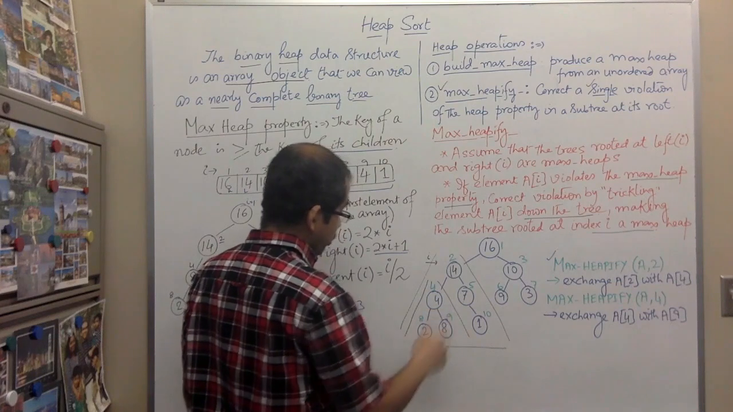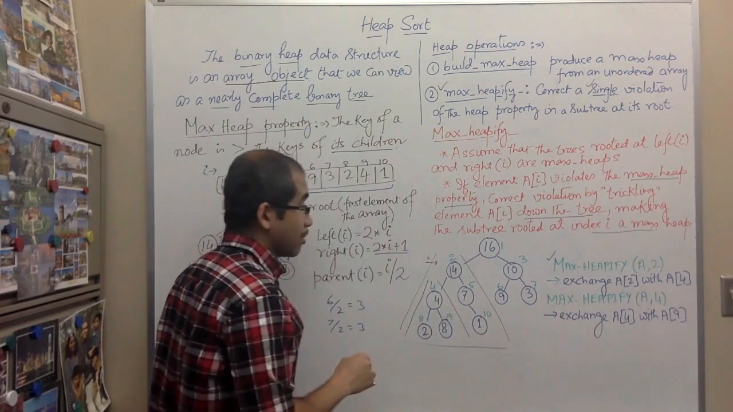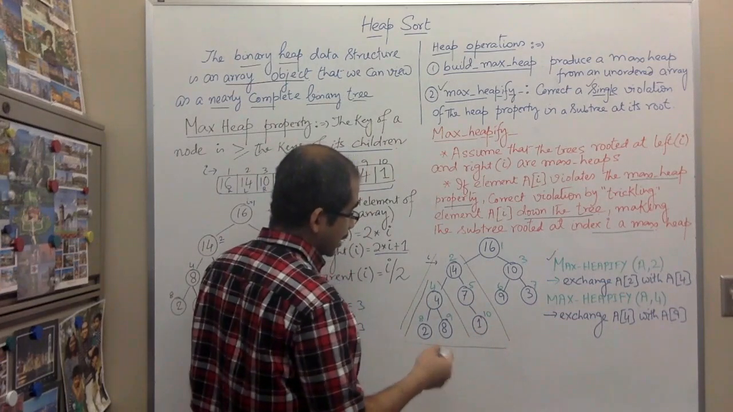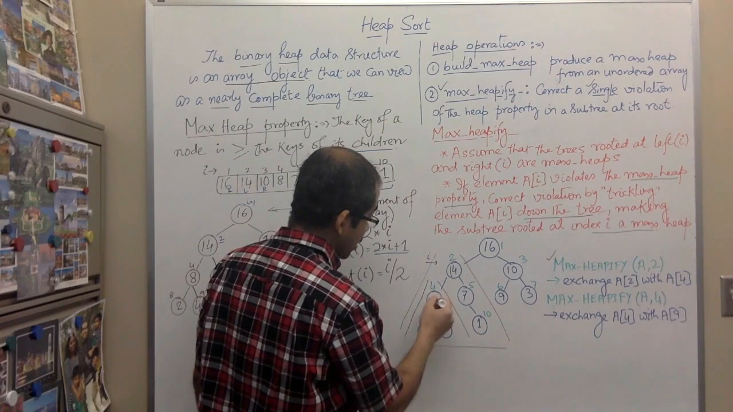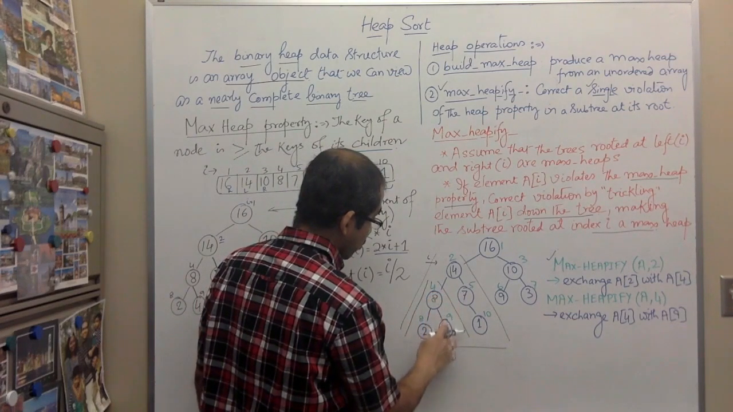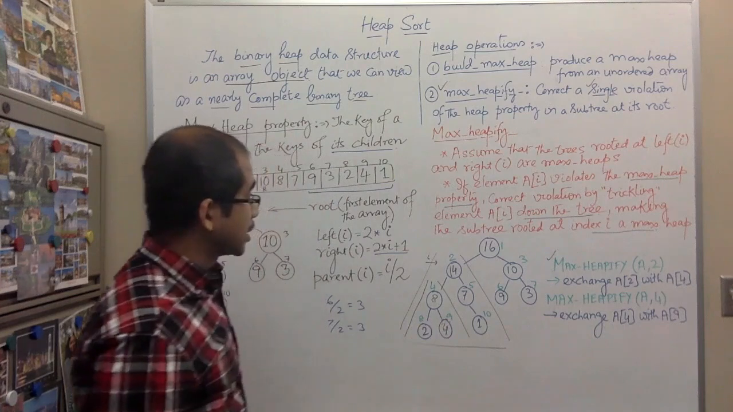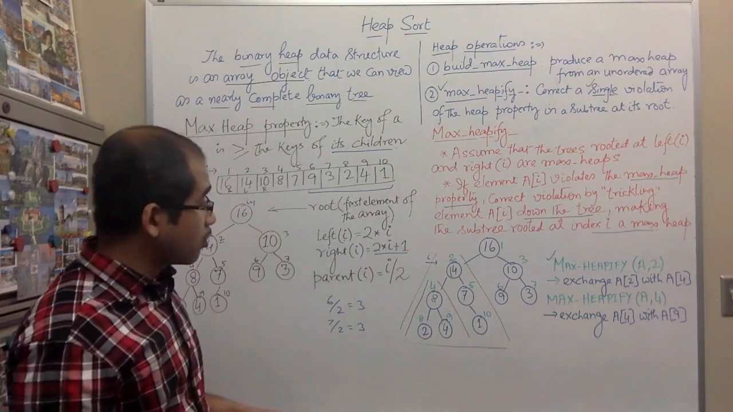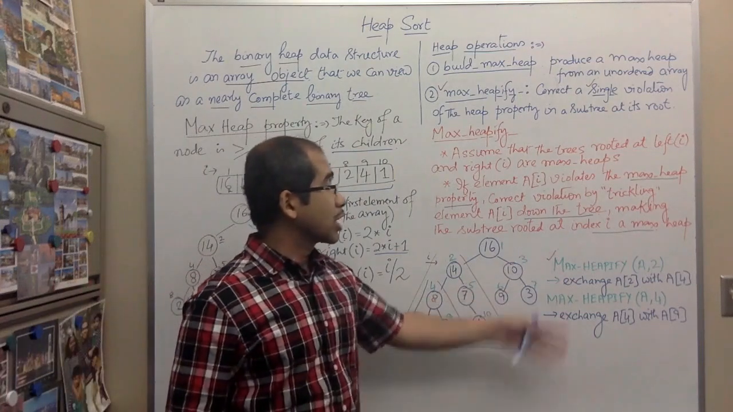Then among them we find which is the largest, because we call max heapify on A[4]. Then we exchange A[4] with A[9], because A[9] is the largest. So I make this one 8 and this one 4. Then again I check whether this satisfies the max heap property. We see there are no more children because it is a leaf node. So now this is a max heap, and we do not need to make more recursive calls.